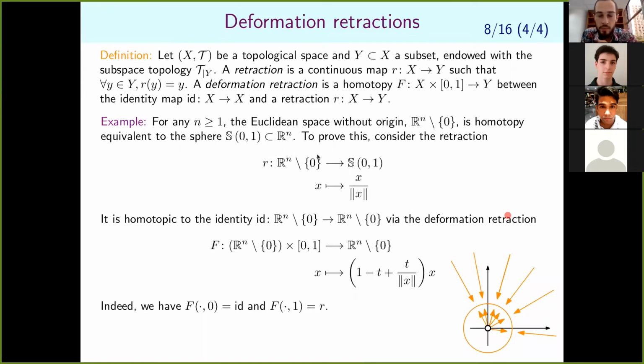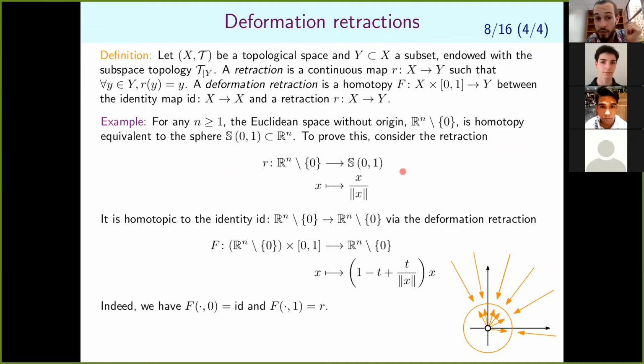Another example, a bit more complicated, but also very important. I want to prove here that the Euclidean space without the origin, Rn minus the origin, is homotopy equivalent to the sphere in Rn. In other words, if I take the Euclidean plane and I remove a point, then this is the same as the sphere, homotopy wise.